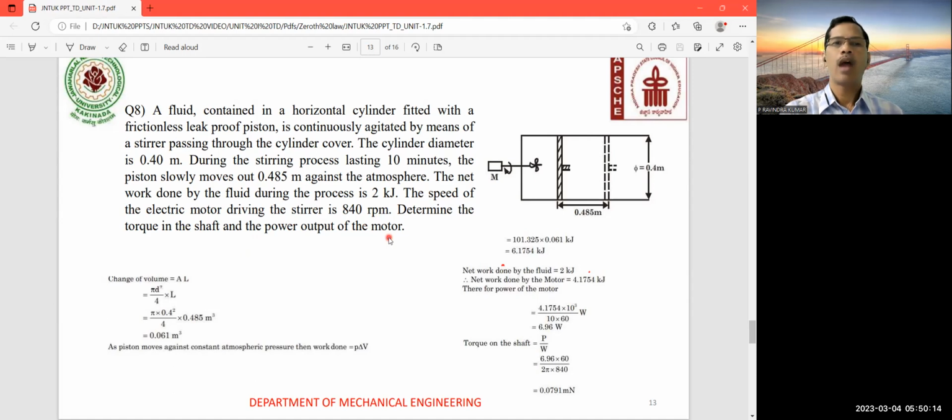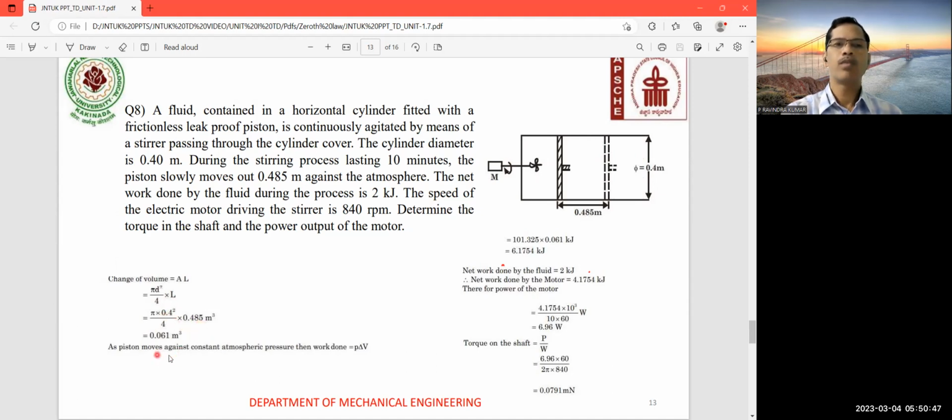Determine the torque in the shaft. We all know that torque is equal to power by omega. What is that particular power? How are you going to get that power? First, you have to get it from the basic fundamentals. In this case, what is the change in volume? The change in volume is area into length, and the data is already given. The diameter of the cylinder is mentioned, so pi by 4 d square into L. So you will get the change in volume.